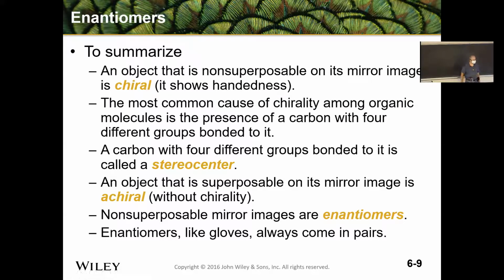Okay, so to summarize, an object that is non-superimposable on its mirror image is chiral, that is, it shows handedness. The most common cause of chirality among organic molecules is the presence of a carbon with 4 different groups bonded to it. Okay, and that actually rules out double and triple bonds, because if you have a double bond, you have 2 bonds to the same thing, so that cannot be a stereocenter. A carbon with 4 different groups bonded to it is called a stereocenter. Okay, an object that doesn't possess this property is called achiral. Enantiomers, like gloves, always come in pairs.